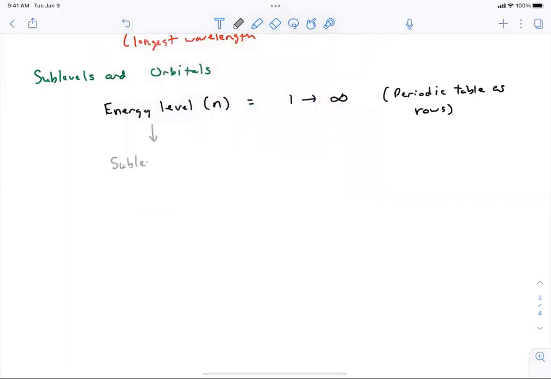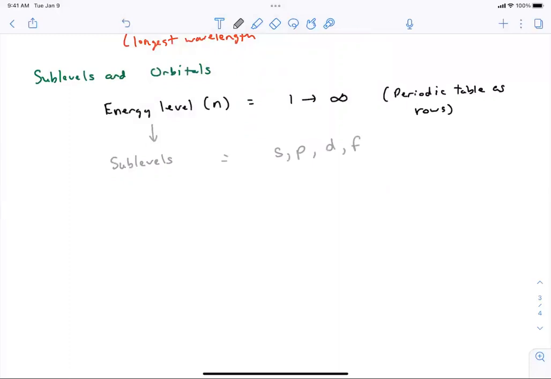Within that energy level, you have what are called sublevels. You could say an electron is in energy level 2, but within energy level 2, there are more locations it could possibly be in. So we're being more specific as we go down. Within an energy level, there are a number of sublevels, and those are recognized as S, P, D, F, etc. But we won't need to know anything further than F.